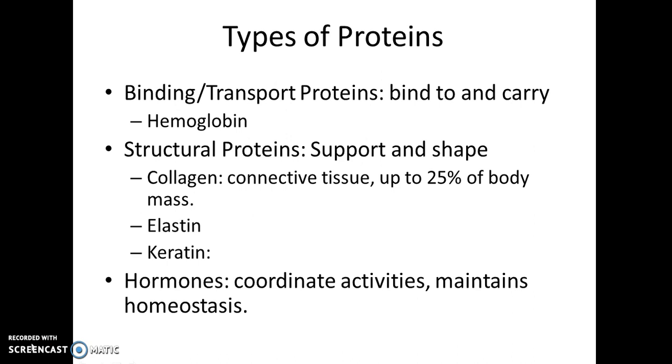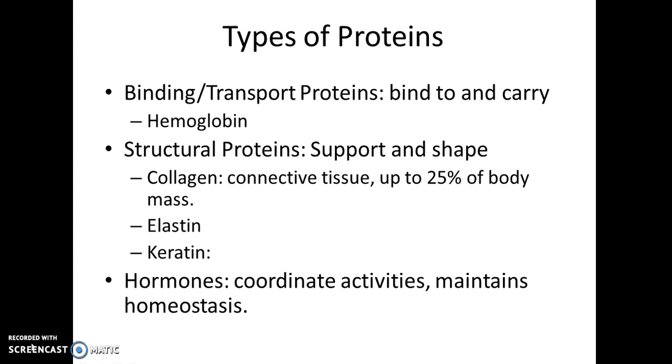Binding proteins or transport proteins bind and carry things from place to place, like hemoglobin carries oxygen from place to place. Structural proteins provide support and shape. For example, collagen makes up about 25% of your body mass. It's your connective tissue. Connective tissue holds you together. Elastin is another type of connective tissue which holds you together, provides structure. And then keratin makes up your hair, your nails, your feathers, your claws, your horns, your beaks. By the way, you cannot digest keratin, so please don't try to eat your fingernails or feathers or hair. That's a big one.